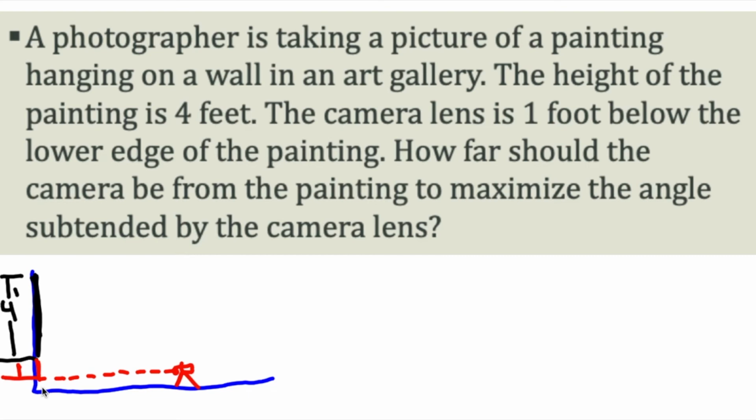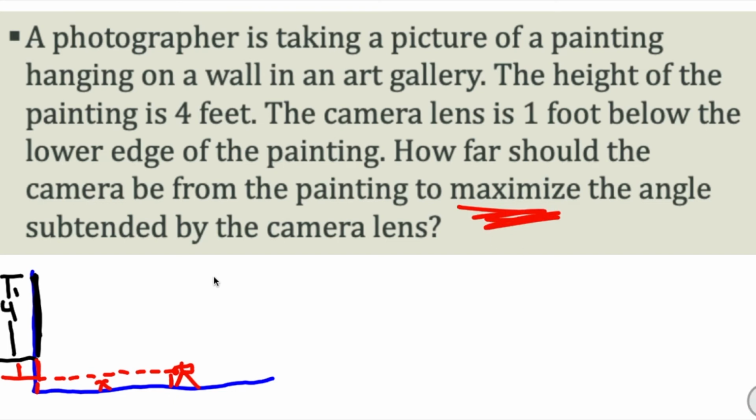We know from the information given that it is 1 foot below the bottom of the painting. Our question here is how far should the camera be? So what should the distance from the wall to the camera be in order to maximize the angle subtended by the camera lens? So maximize, there's your key word. That means this is an optimization problem, okay?